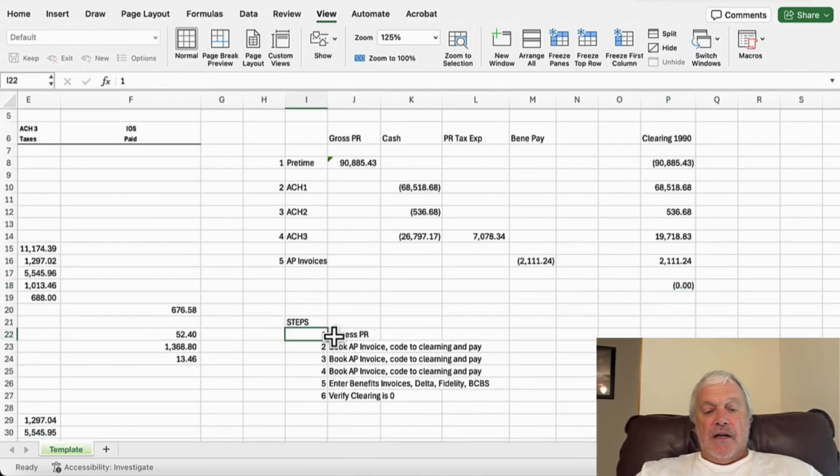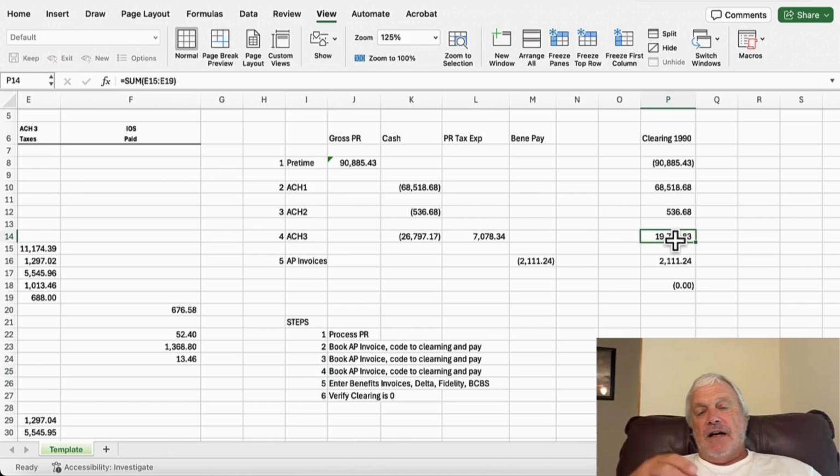And then we said, all right, what are the steps? So the first steps are bring in time cards and process payroll, okay? That's this guy. And then we said, all right, book an AP invoice for that ACH and code to clearing. And I feel strongly about doing it through an invoice so that there's vendor history on this, especially where things can get out of whack if things aren't done properly. We need detail. We need backup. The third was book another AP invoice for the third ACH. I'm sorry, the second ACH. And then book another invoice for this ACH.